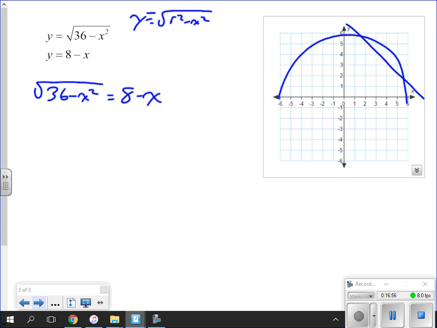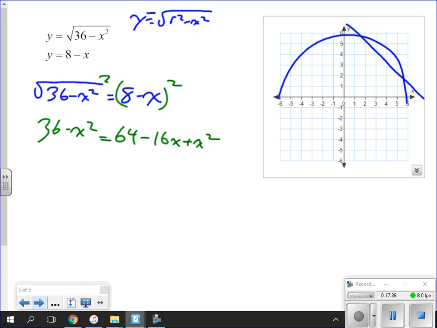What do you think my first step is going to be to solve this? Square both sides. Get rid of the square root. Square both sides, but remember, it's 8 minus x quantity squared. It's not 64 minus x squared, right? So on this side, I get 36 minus x squared. This side, I get 64 minus 16x plus x squared. Right? Because you've got to square it out. Got to get your middle term.